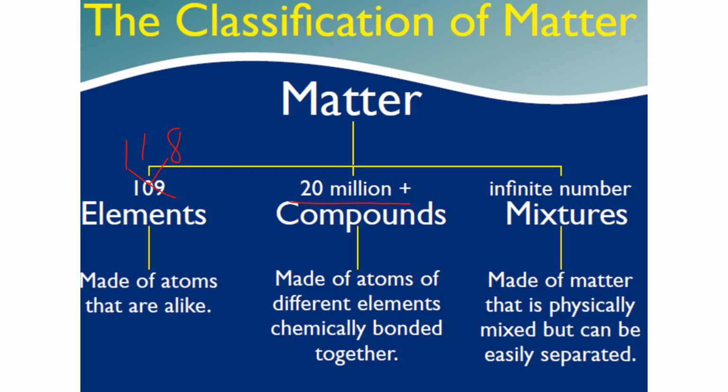The third type of matter are mixtures. Mixtures are made of matter that is physically mixed but can be easily separated. Because there is no fixed ratio, there is an infinite number of mixtures possible.